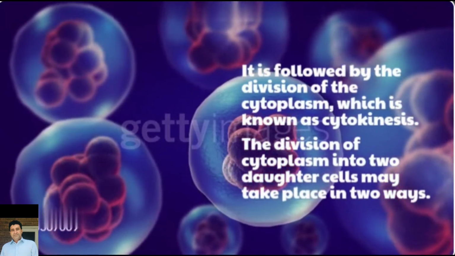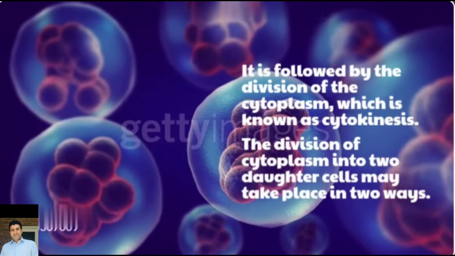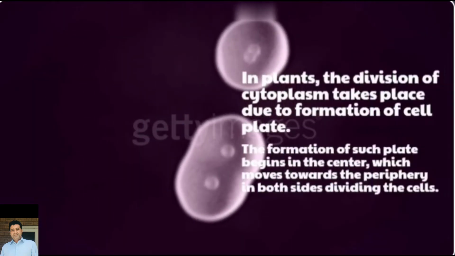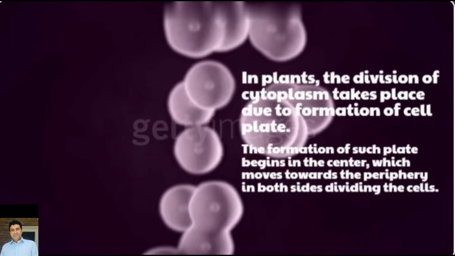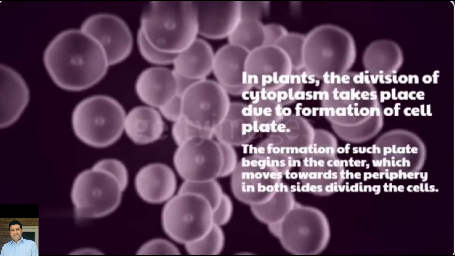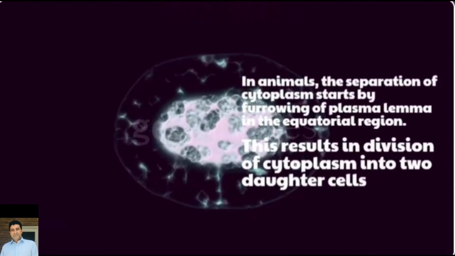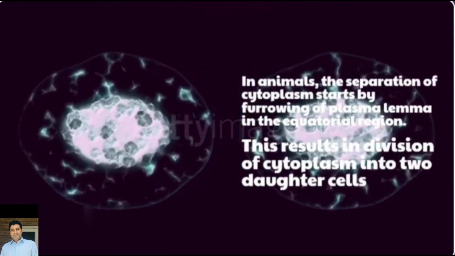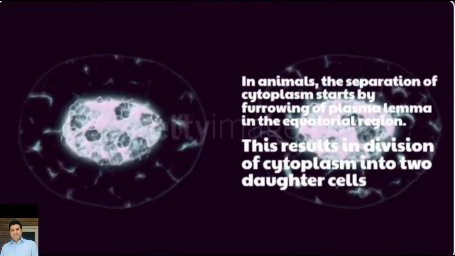The division of cytoplasm into two daughter cells may take place in two ways. In plants, the division of cytoplasm takes place due to formation of a cell plate. The formation of such a plate begins in the center of the cell and moves towards the periphery on both sides, dividing the cytoplasm into two daughter cells. In animals, the separation of cytoplasm starts by furrowing of the plasma membrane in the equatorial region. This results in division of cytoplasm into the daughter cells.